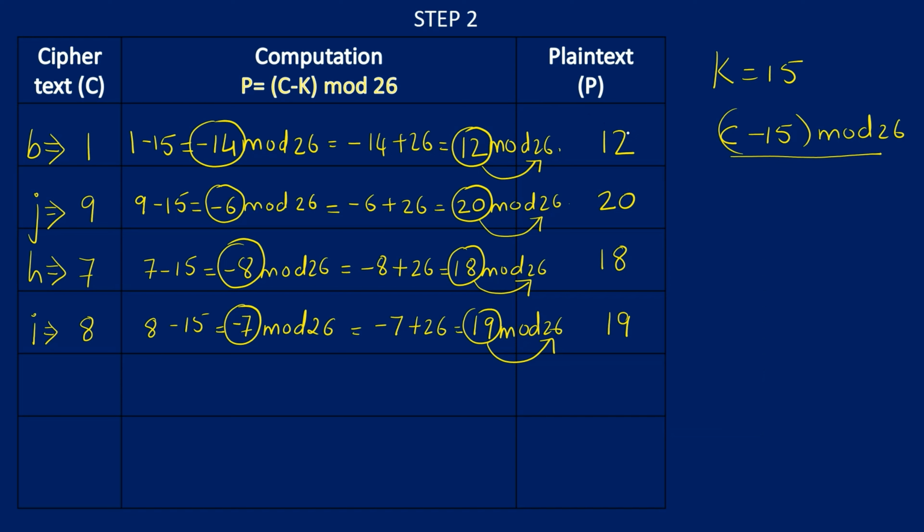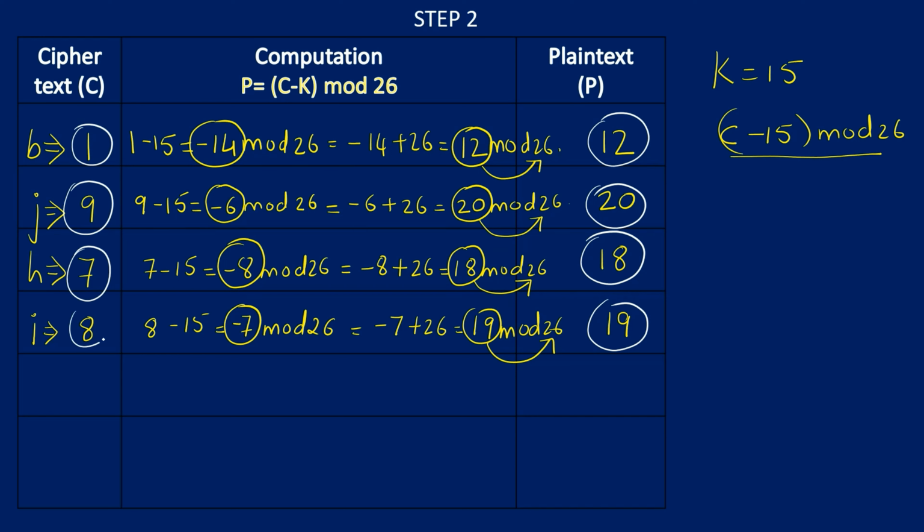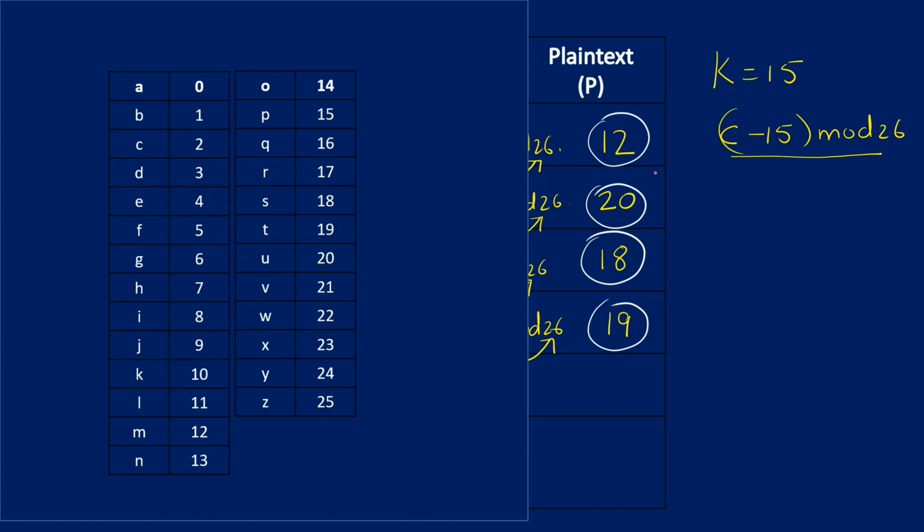So the plain text numbers that you got are 12, 20, 18 and 19, for the ciphertext numbers 1, 9, 7 and 8. Now we have to convert these numbers into letters. To do that, we require the mapping table. So we take the mapping table now and assign the letters to these numbers. You can see that from the mapping table, the number 12 is for letter M, number 20 is for letter U, number 18 is for letter S, number 19 is for letter T.